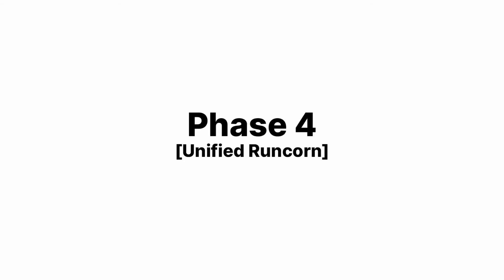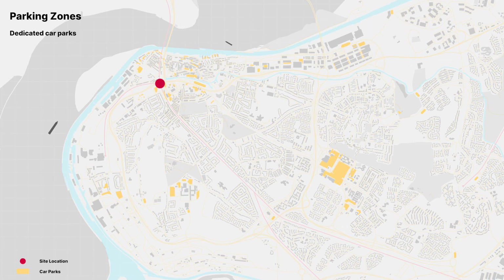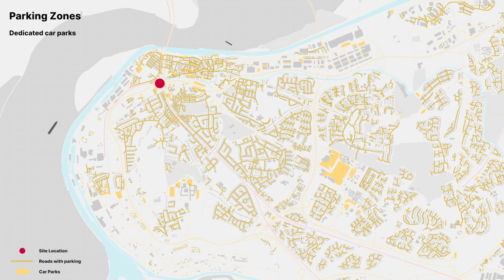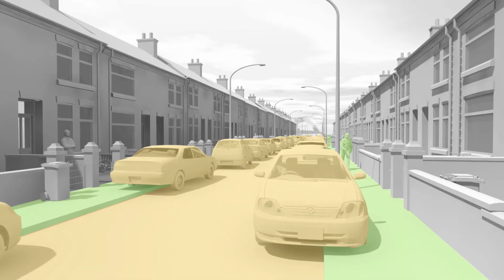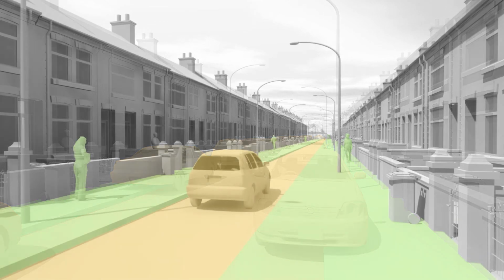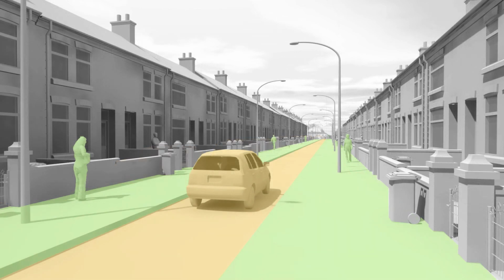Phase 4, Unified Runcorn. Currently within Runcorn, there is a large amount of dedicated parking areas. These would no longer be required, and they could be turned into new opportunities, such as parks and pedestrian access ways. This is a perspective of a current street in Runcorn. There's a high amount of parking within the street, which reduces the pedestrians' access. However, with autonomous vehicles, roadways would be narrowed as well as one-way systems implemented, meaning that the leftover space within the street creates new opportunities for the residents of Runcorn.